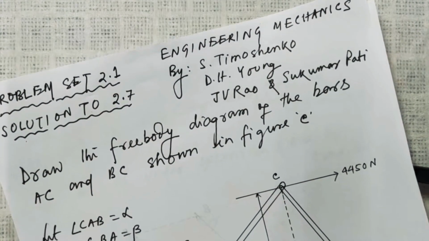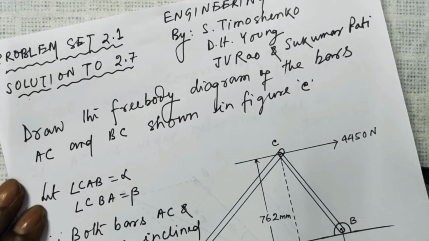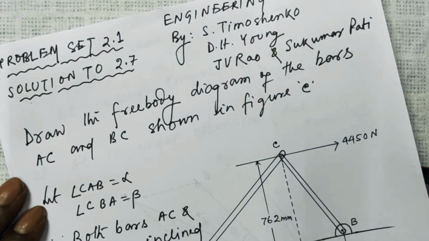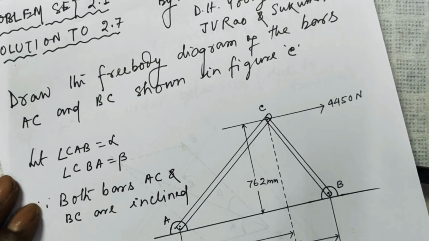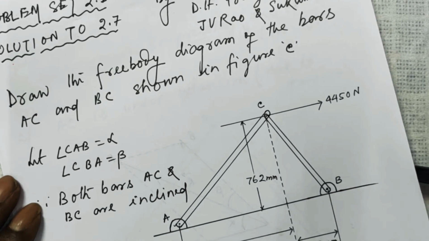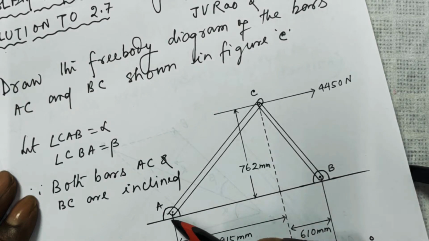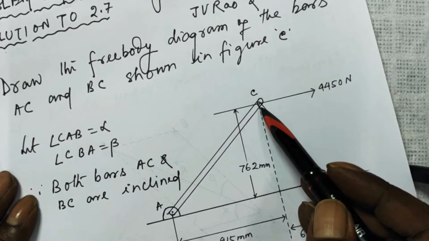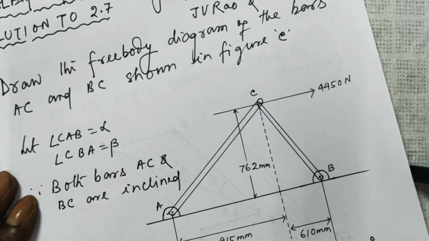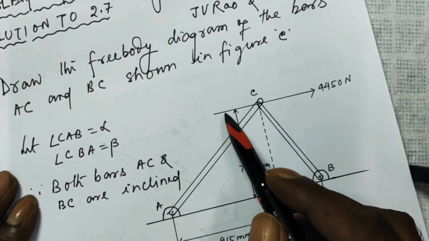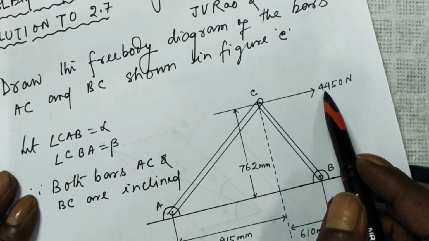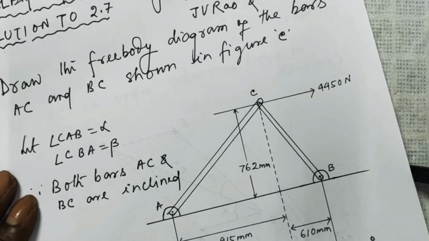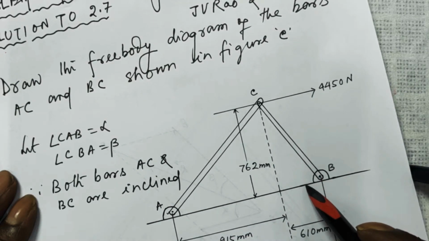Now, very simple. Draw the free body diagram of the bars AC and BC as shown in the figure. Look, this AC is a bar, this BC is a bar. It is pin jointed here at point C, and at this point there is a horizontal force applied of 4450 Newton horizontally. This is also horizontal, and this angle is not given.